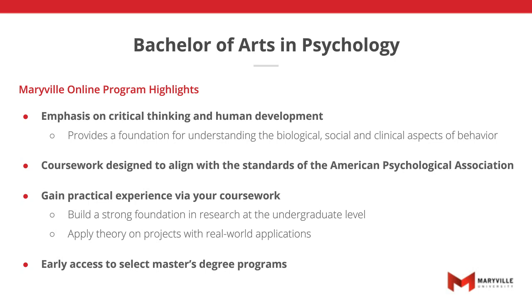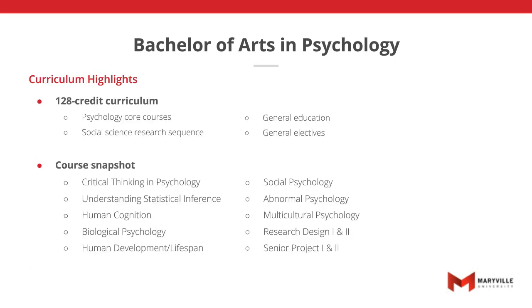We do also have early access to a number of master's degree programs, and we'll come back to that in just a second. So again, a little bit on our curriculum, 128 hours. We do this core set of courses that I mentioned, our social science research sequence that's equivalent across both the psych degree and the org leadership degree.